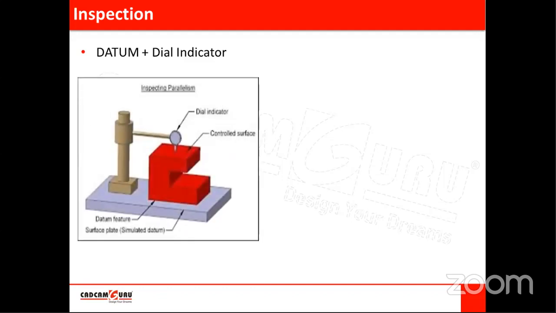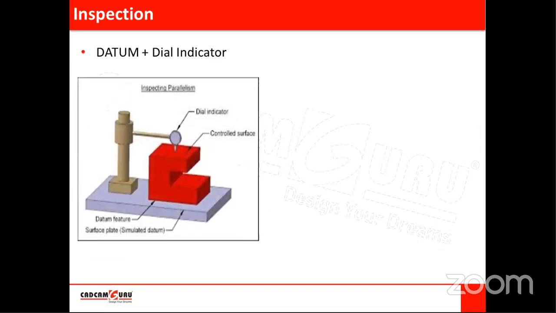Now, how to check this parallelism for two surfaces? We can mount this component on a surface plate and, using a dial gauge, move the dial gauge over the entire surface. You can get the maximum deviation and the minimum deviation. The difference between these two deviations is called the error in parallelism. If it is more than the value specified in the feature control frame, then the component is rejected.